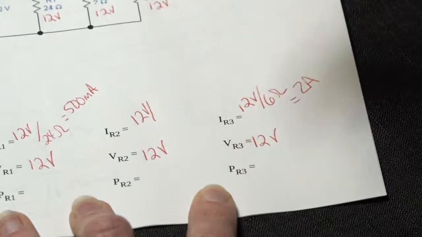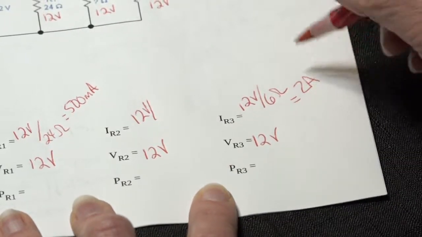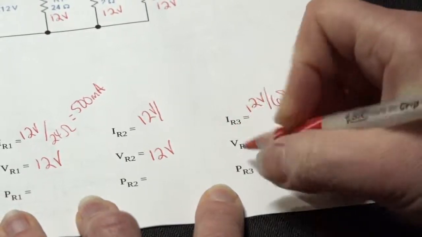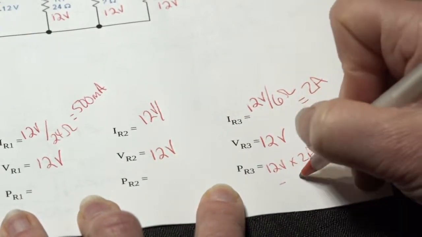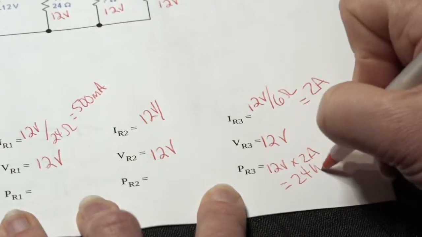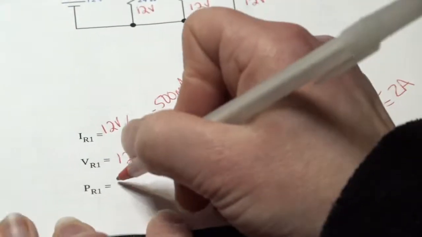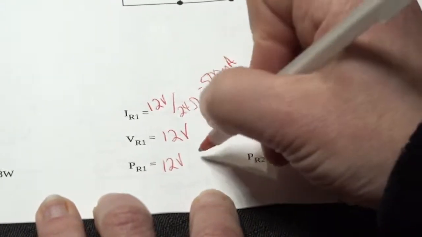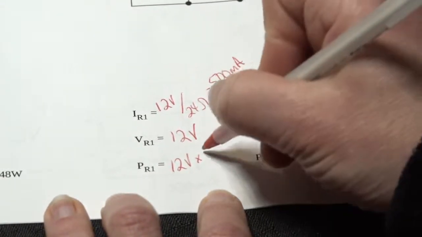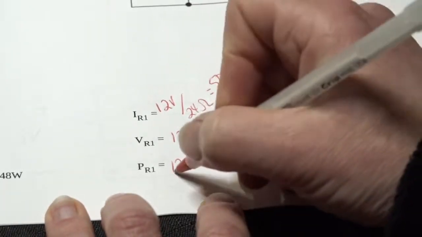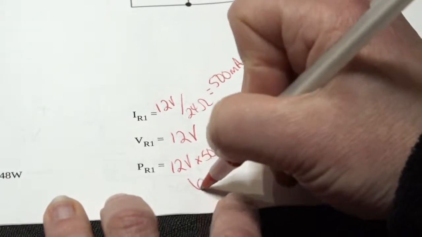Okay, well, let's keep going. So 2 amps, so we've got 12 volts times 2 amps, which equals 24 watts. And, oh, can't do that one yet. Okay, well, we'll come over here. So 12 volts times 500 milliamps gives us 6 watts.